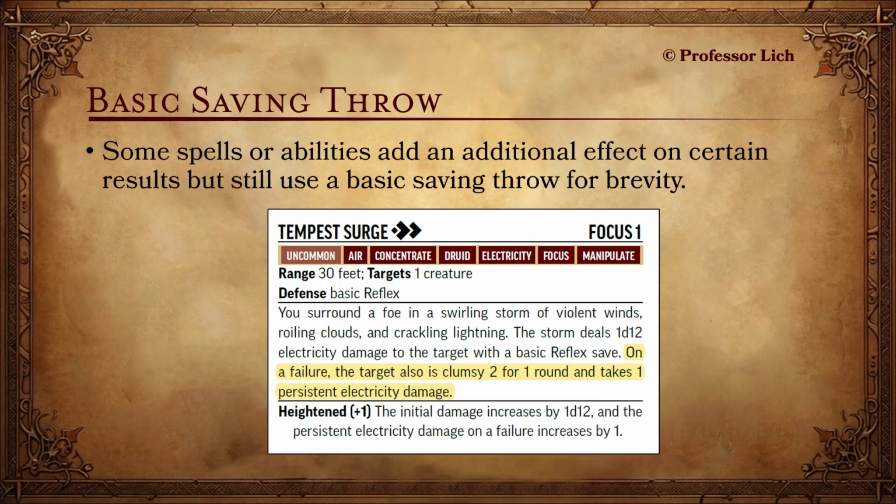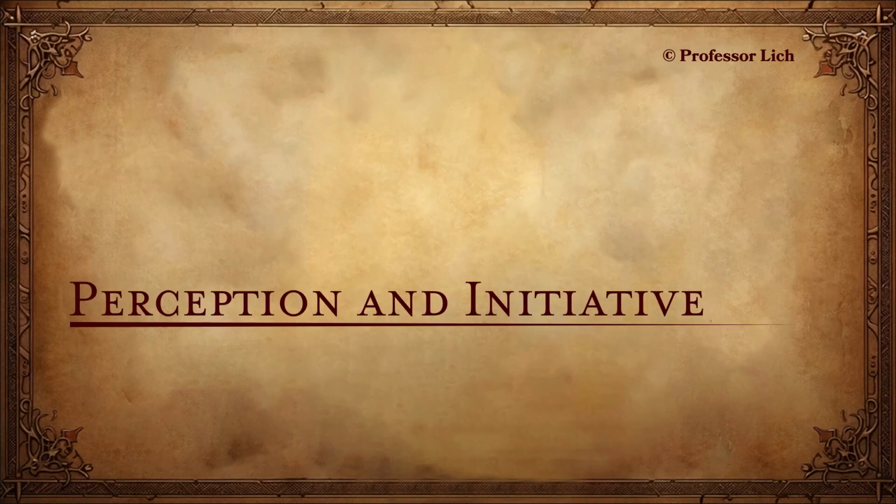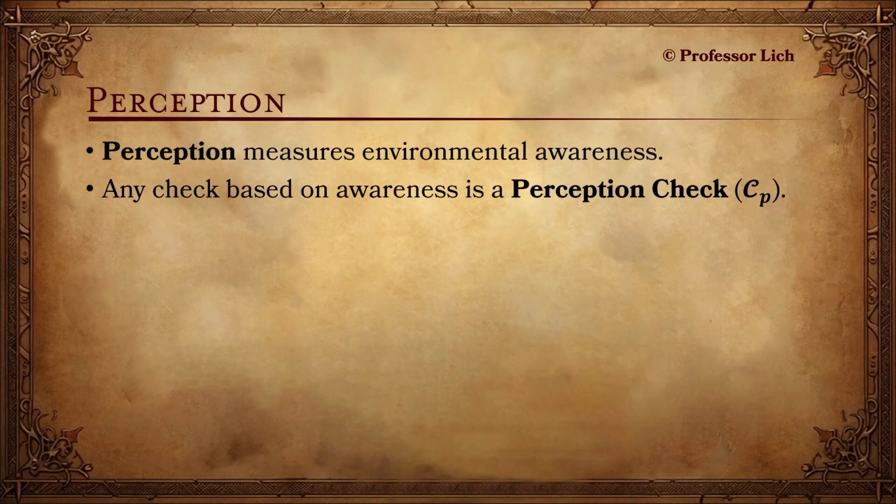So what it means is, say here, under defense, you have the word basic. It says basic reflex. So that means that those four effects apply: no damage, half damage, full damage, double the damage. But then it also has this other stuff. So the way you should read this is, oh, by the way, in addition to those four, on a failure, this also happens. Just so you know.